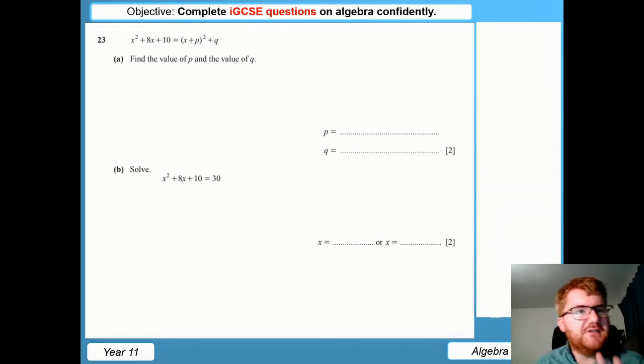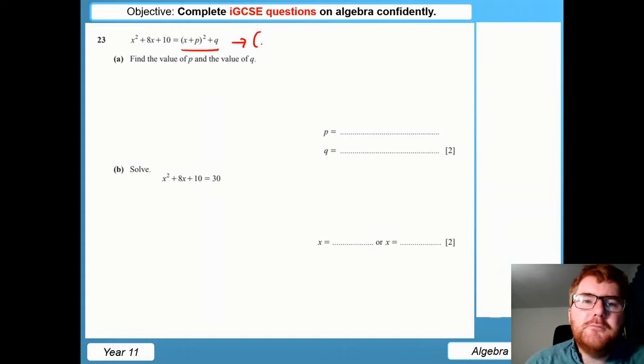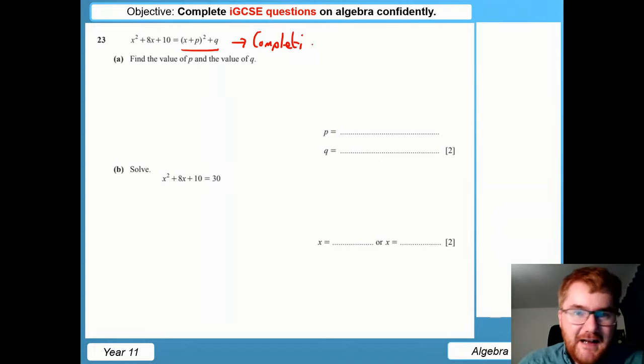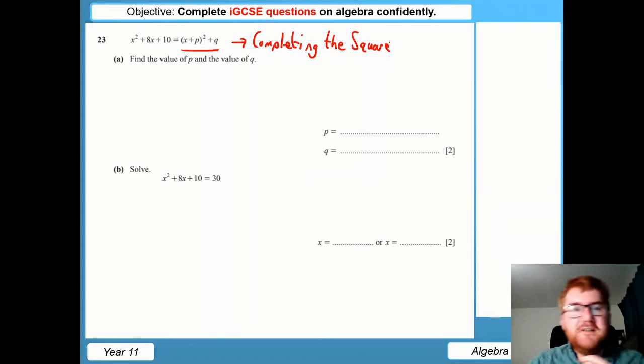And this is quite an interesting question from 0580. So you're given x squared plus 8x plus 10 is equal to this expression. Now you might know this as completing the square, which always drives horror into the hearts of students. If you want practice on this, then do check out the video above. I go through this in more detail.